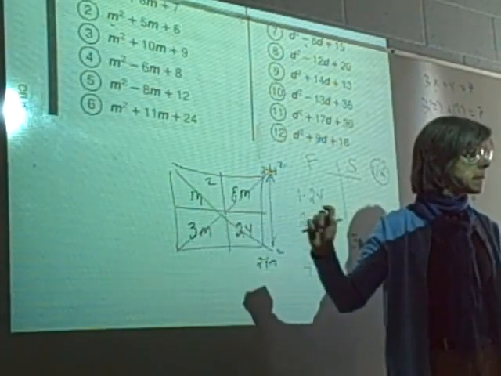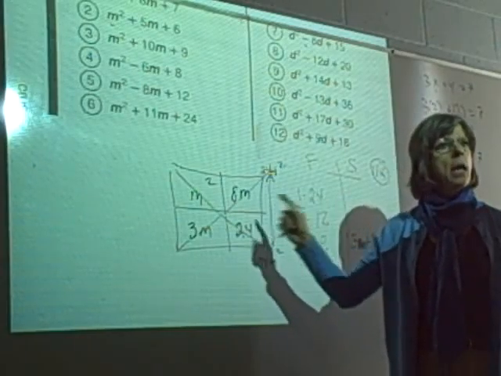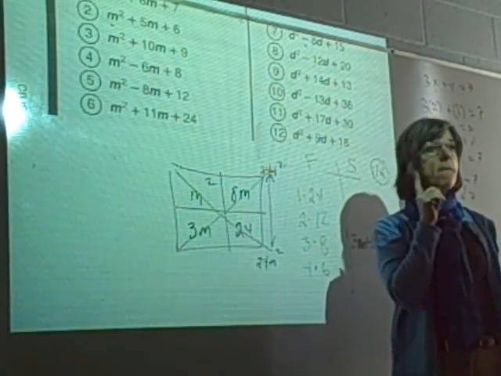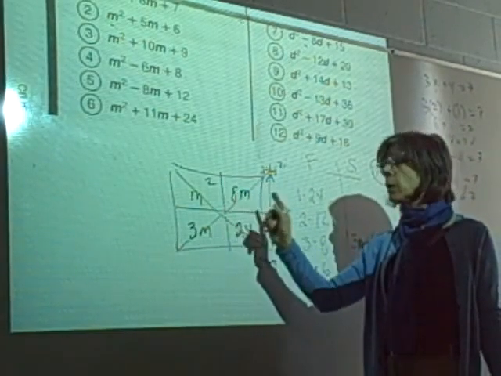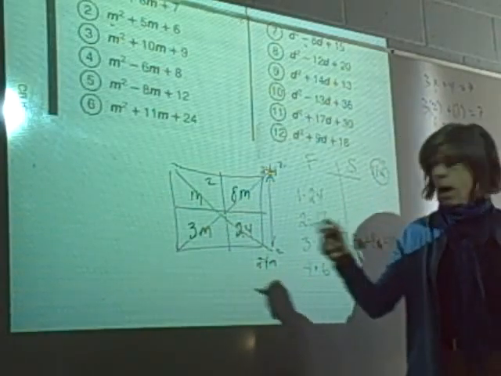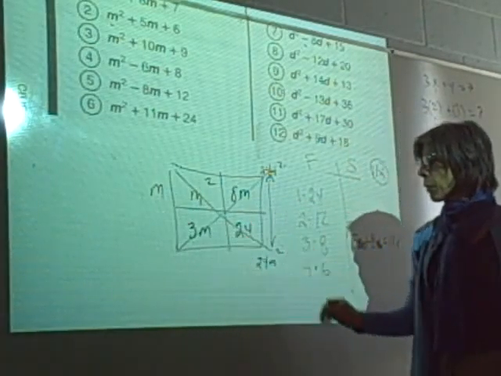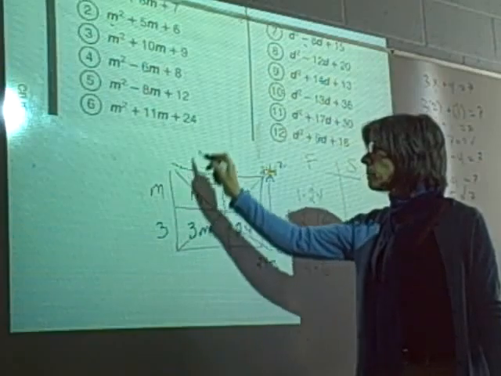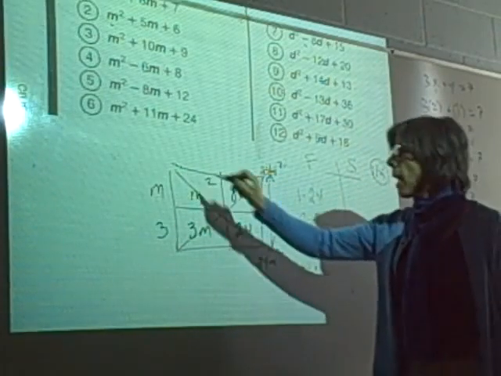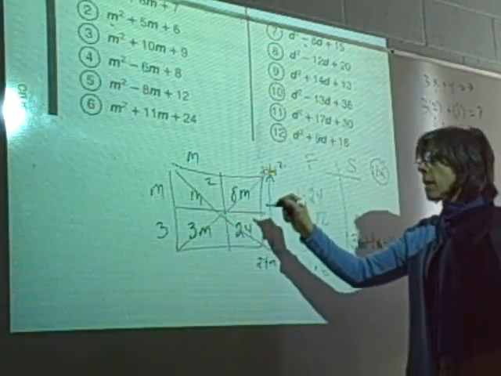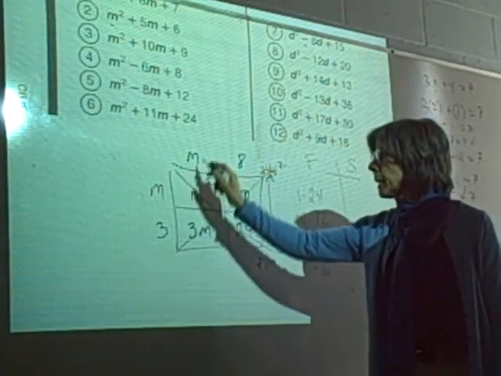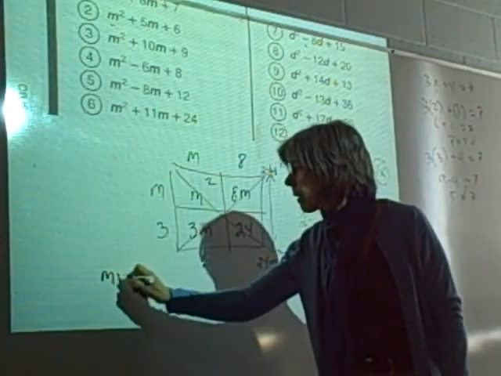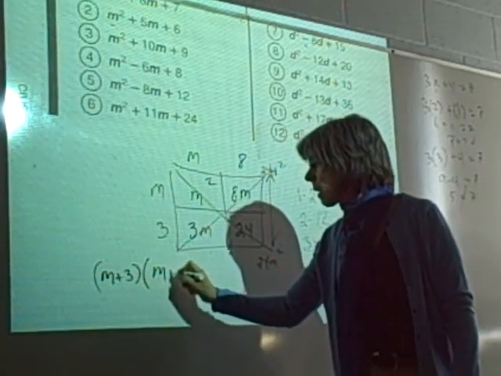Okay, so what's my next step? When it's negative? Hold on a second. What do I do at this point? You factor. Greatest common factor of m squared and 8m? M. Okay, and how about 3m and 24? 3. Okay, so m times what gives me m squared? M. M times what is 8m? 8. And 3 times m is 3m. 3 times 8 is 24. I'm good to go. I have m plus 3 times m plus 8.